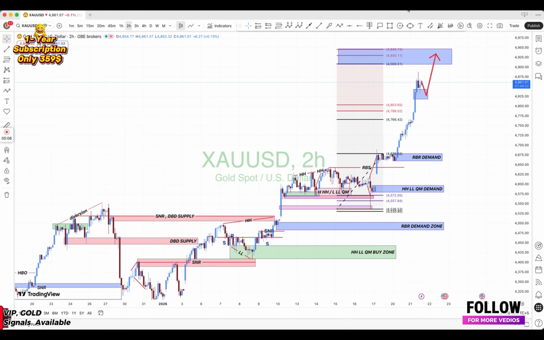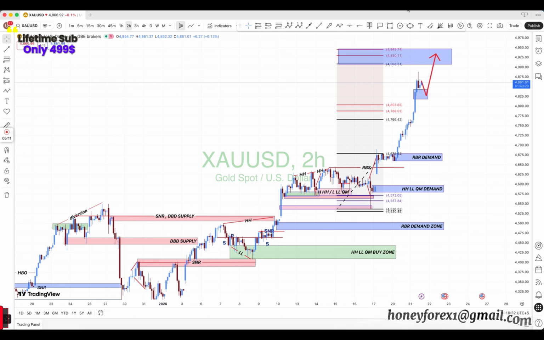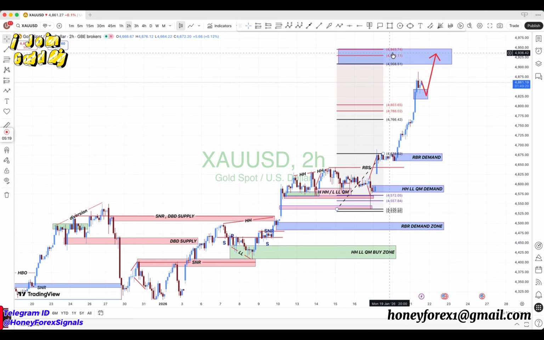If gold have any movement about selling or buy, our team will inform you soon, but currently gold is buy now and target is 4908, 4930 and 4945. Thanks.